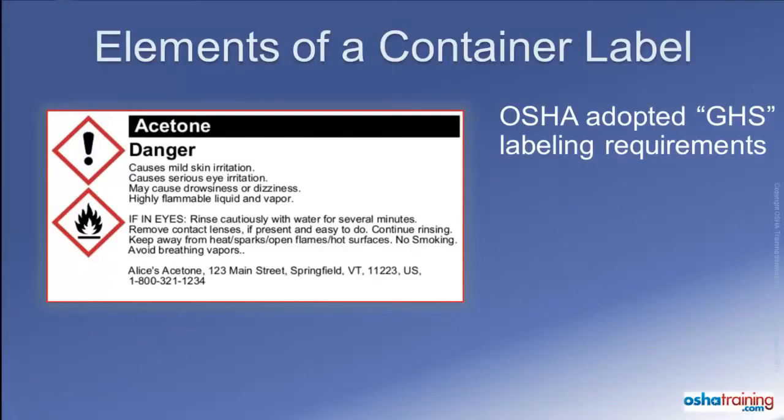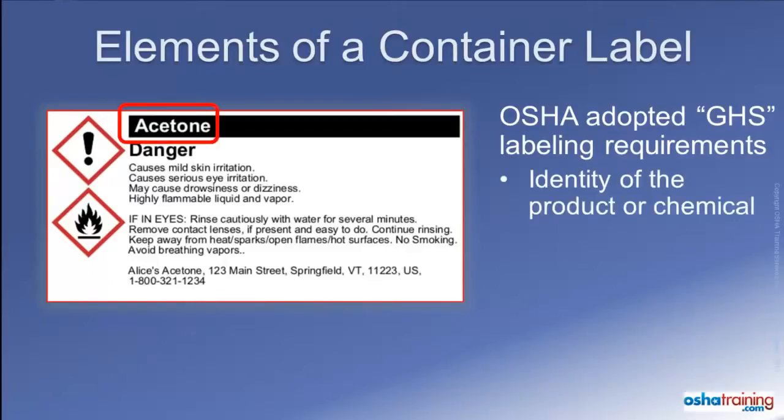Here is an explanation of the information that must appear on container labels. First is the product or chemical identifier. This may be the name of the product itself or, as in this label, the specific name of the chemical. This information will also match up to the Safety Data Sheet, or SDS, for the product.